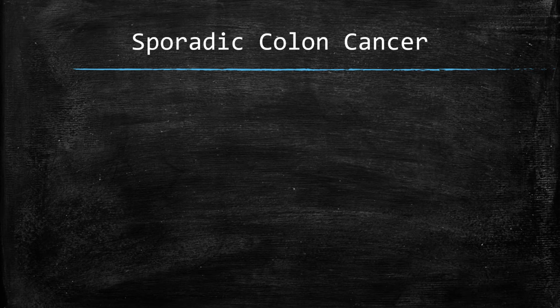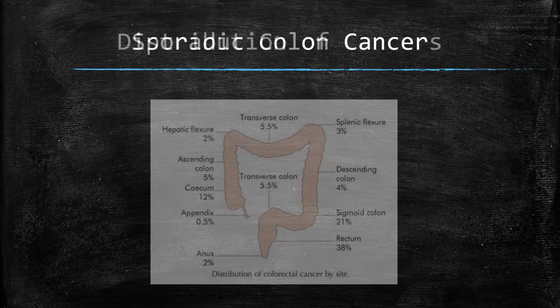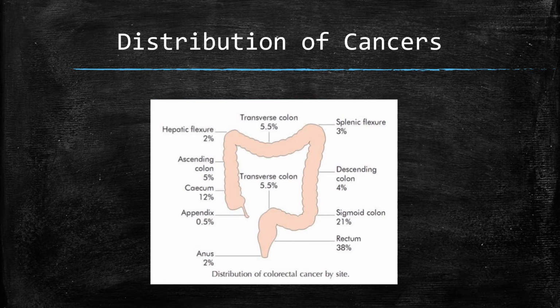Okay, onwards. We'll talk about the most common type of colon cancer now, the sporadic variant. This picture shows the distribution of colon cancers throughout the colon. As you can see, about 60% of cancers are located in the rectosigmoid area, and about 20% are located on the right side. Over time, there's been a slow shift towards the right side of the colon.